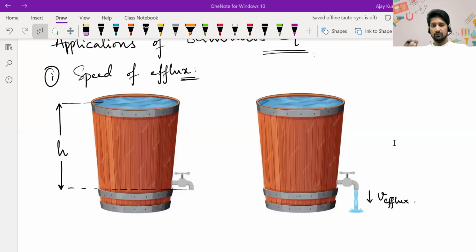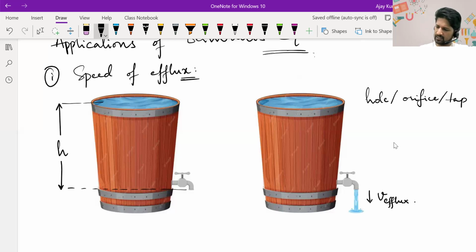So that speed with which liquid flows out of a hole. They may use this term hole in the question. They may call it orifice. They mean the same thing. Or simply they can call it a tap. The speed with which water or liquid flows out through the tap is what we call the speed of efflux. So we have to derive an expression for it. We know it depends on the height of liquid in the tank. How it depends on that is what we need to derive.